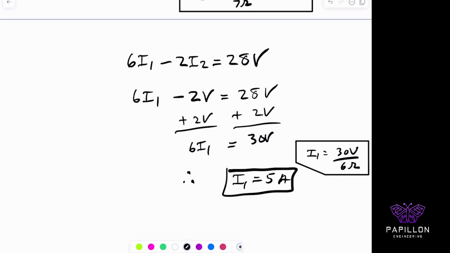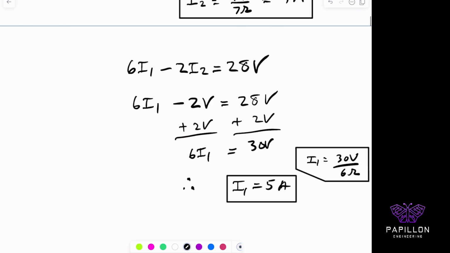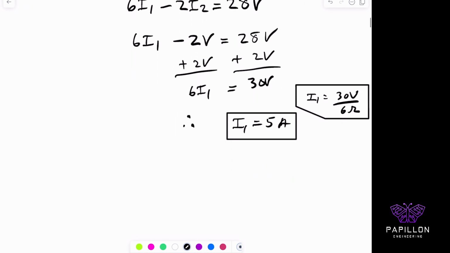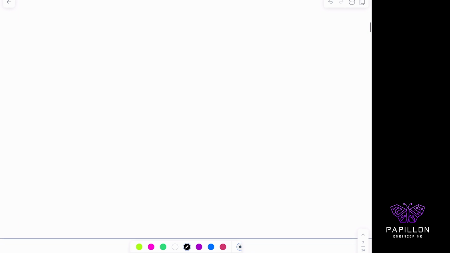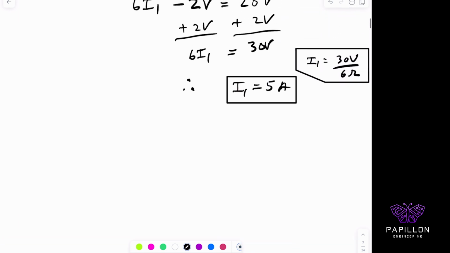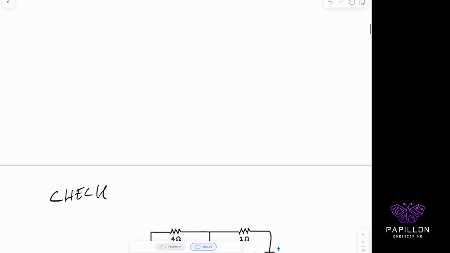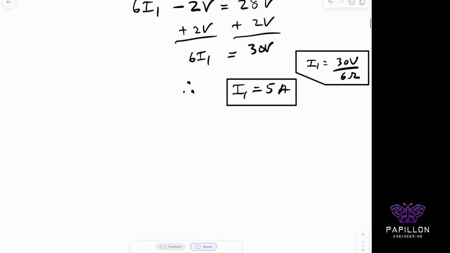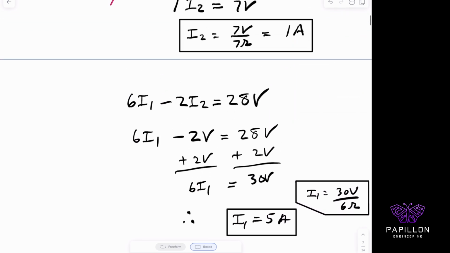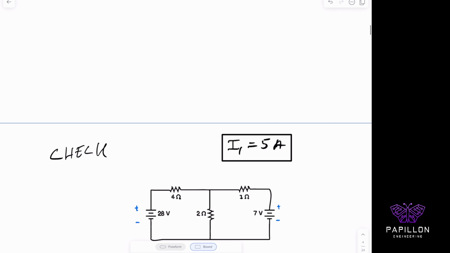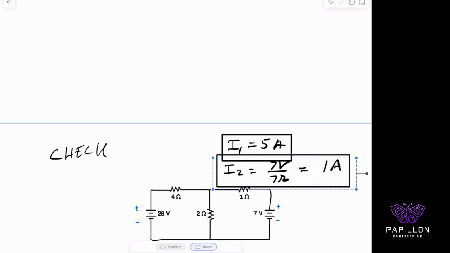Okay, so we can do a quick check on this to make sure that we're doing everything right. Our solution for I1 is 5 amps. Our solution for I2 was 1 amp. So to do a check, I'm going to copy and paste this so I don't lose track of everything, and I'm going to copy this one as well so I keep track of all my steps. That always comes in handy: you can continuously repeat and write things down multiple times to get the hang of it quickly.